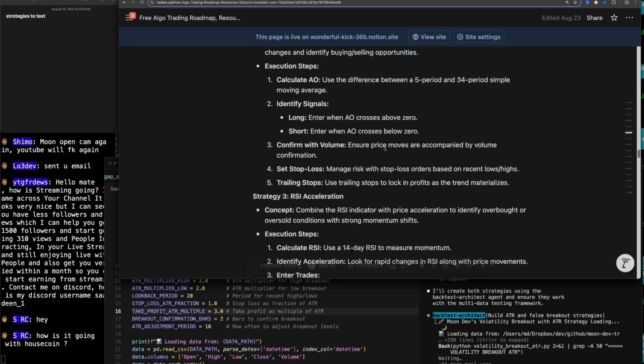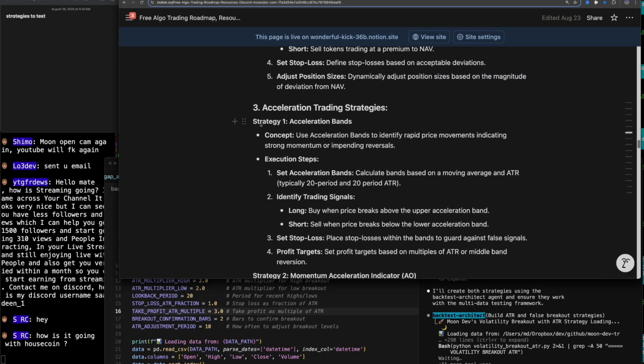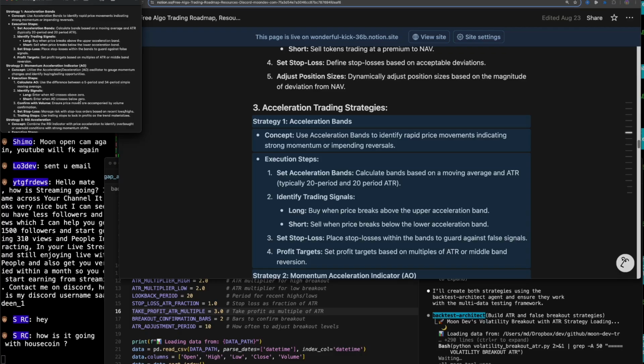And remember, each backtest is testing like 20, 30 different data sets, which is sick.